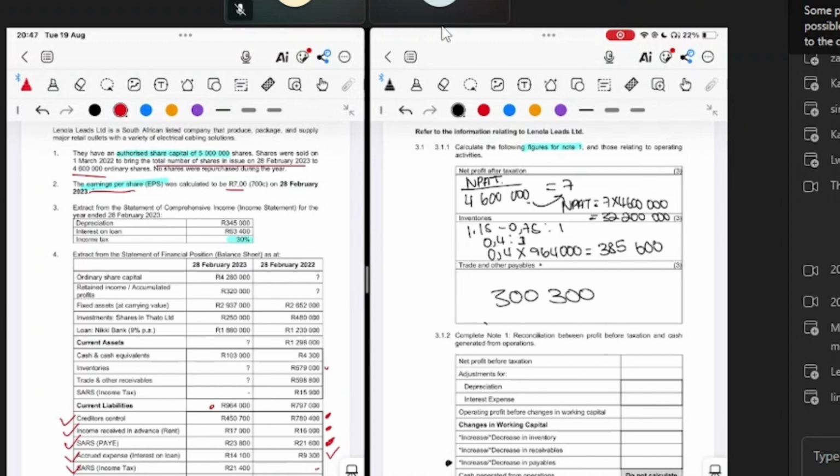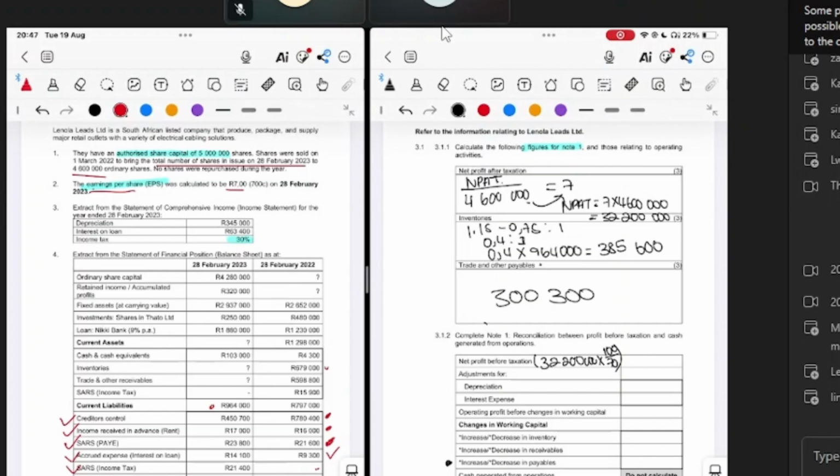Then we continue with net profit before tax, that is before our income tax. We already calculated our net profit after tax as 32,200,000, and now we're looking for net profit before taxation. That is 100% before we removed the 30%. We currently have 70%, which is net profit after tax.